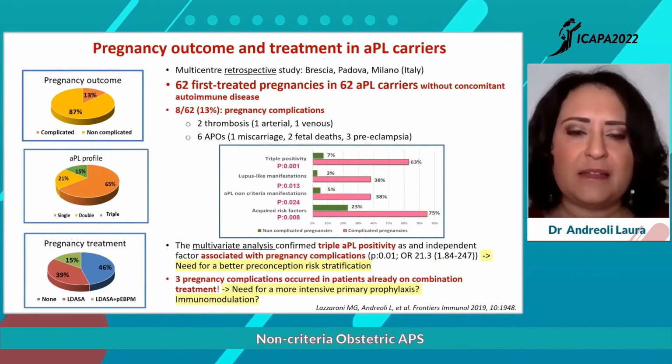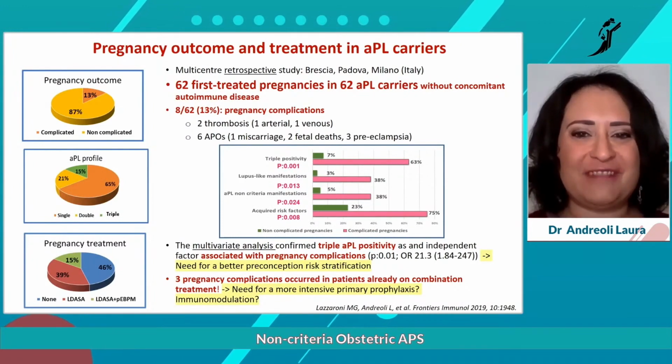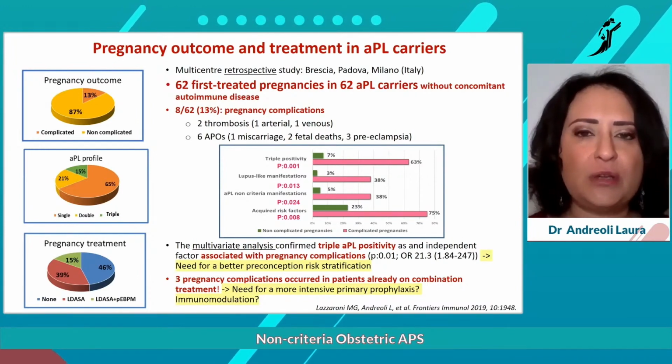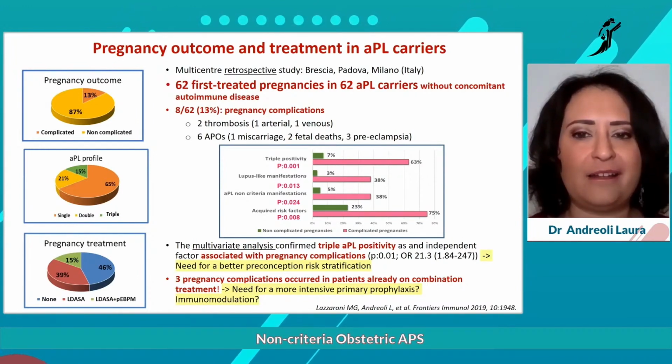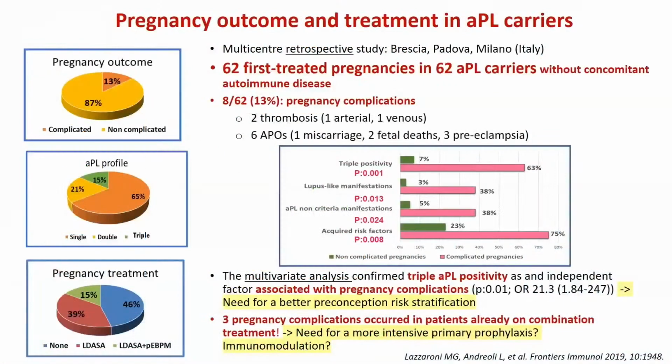But then another, let's say, special group of non-criteria patients are actually the APL carriers. So those patients who are found to be positive for APL by serendipity. So maybe while they're doing investigations for other problems, like for instance, infertility. And so these ladies are coming more and more to pregnancy clinics for counseling.